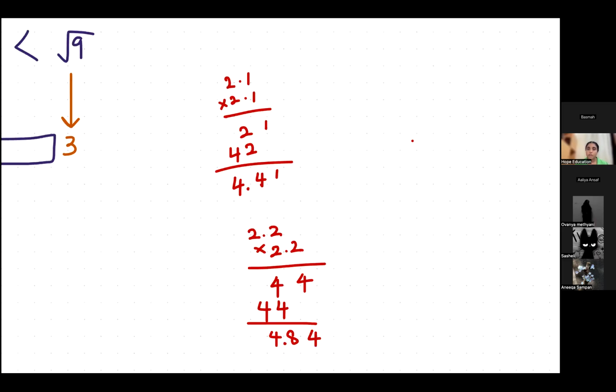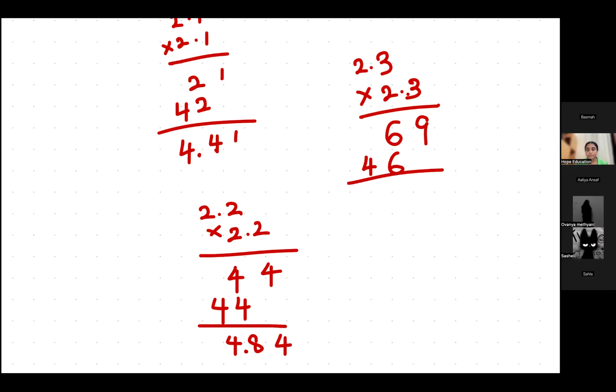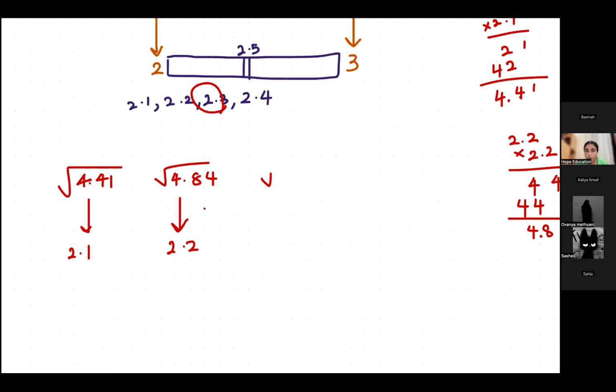So 2.3 multiplied by 2.3. 3 times 3 is 9. 3 times 2 is 6. 2 times 3 is 6. 2 times 2 is 4. So 9, 6 plus 6 is 12 and 4 plus 1 is 5. Since there are two decimal points, you get 5.29. If 2.3 multiplied by 2.3, that means the square of 2.3 is 5.29. That means the square root of 5.29 should be 2.3. Is that clear to all of you?